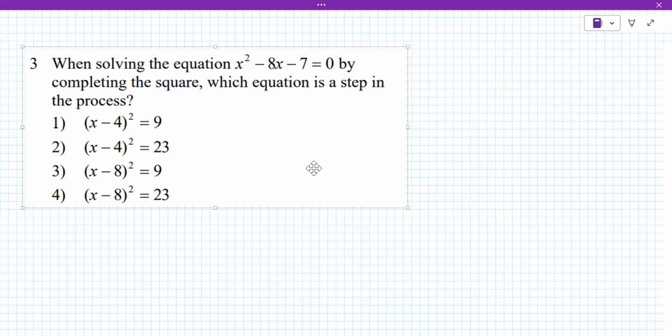This one is completing the square. What is the intermediate step in the problem? It should be x minus 4 something, basically. Which one of these is correct? So that rules out 3 and 4. And then 4 squared is 16. 16 plus 7 is 23. So that's number 2. Good. All right, let's look at another one here.